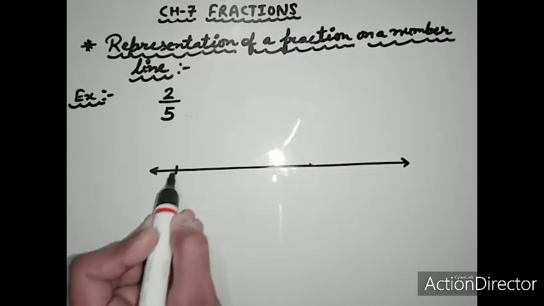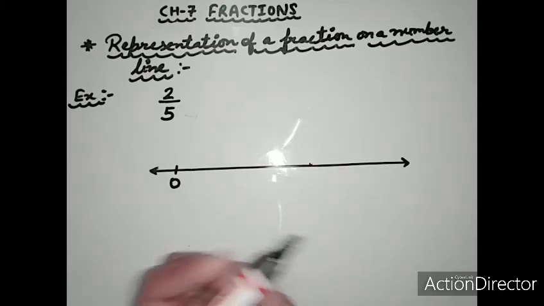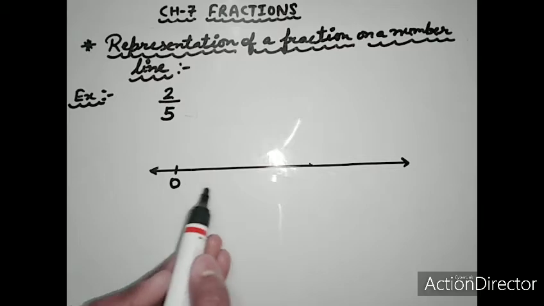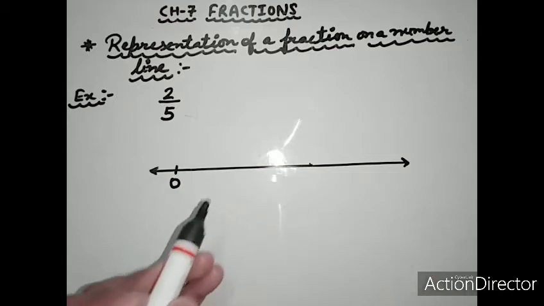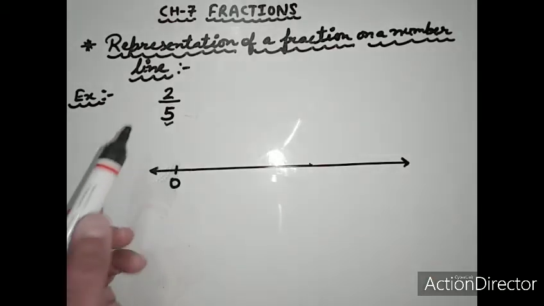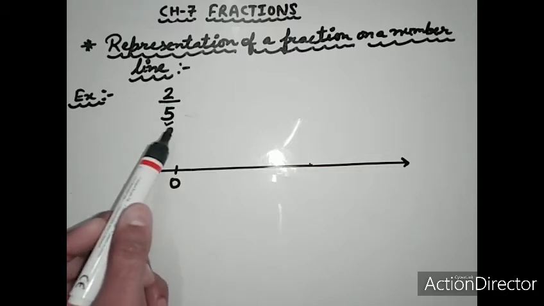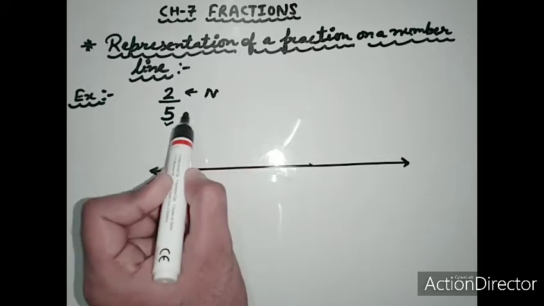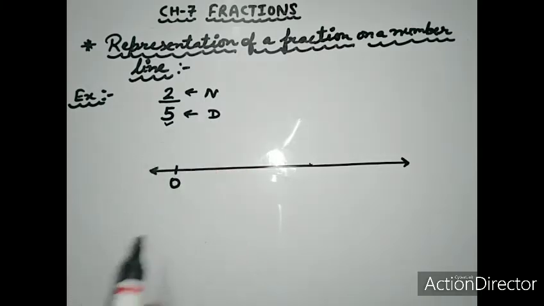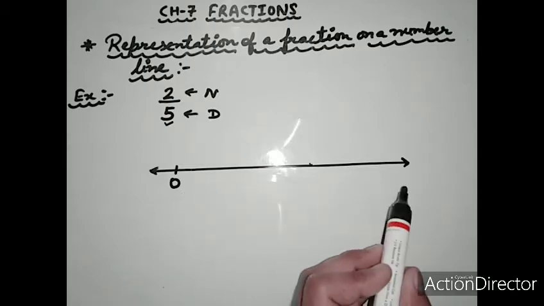Okay, so basically we make a number line and we write numbers on the number line like 0, 1, 2, 3, 4, 5, 6, 7, 8, 9 and 10, 11 and so on. But in fractions, because here we have the fraction number 2 upon 5, the numerator is 2 and the denominator is 5. So here we take 5 as a denominator with all numbers.